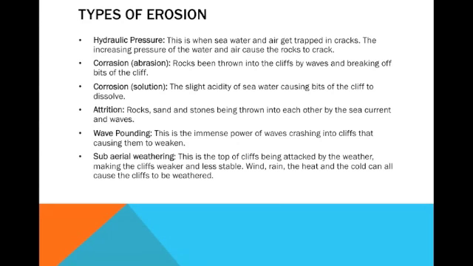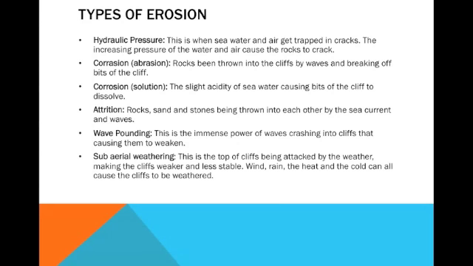Next, you've got corrosion, which, as you should know from science, is also known as solution. This is when the slight acidity of the seawater, so the chemicals in the water that make it slightly acidic, cause bits of the cliffs to dissolve. So it's a chemical reaction, it's dissolving. That's called corrosion or solution.